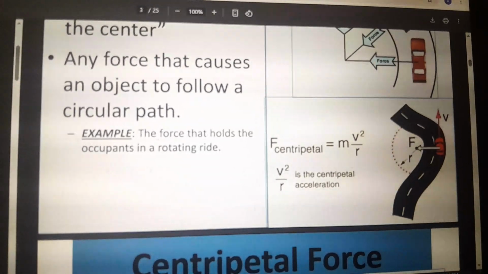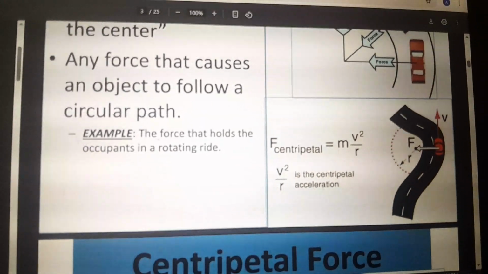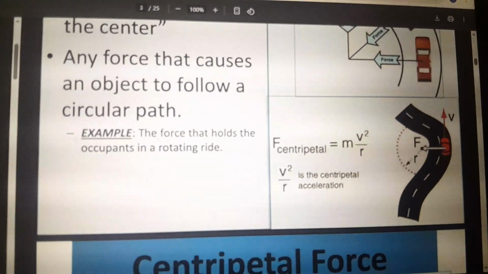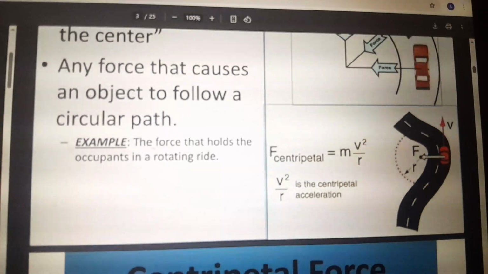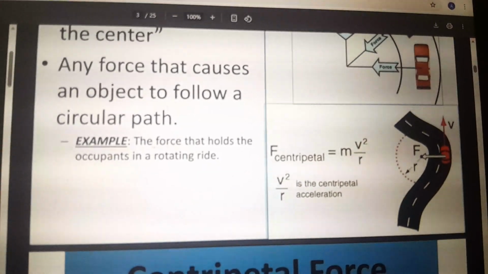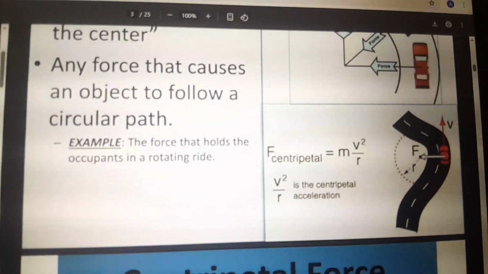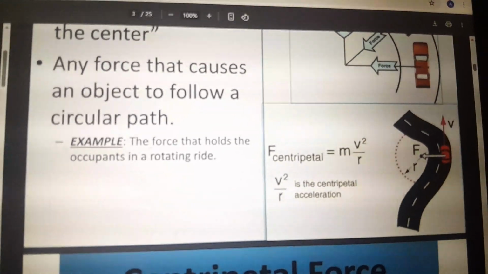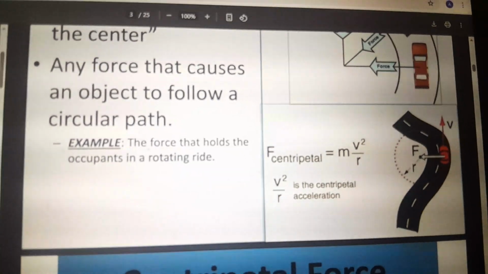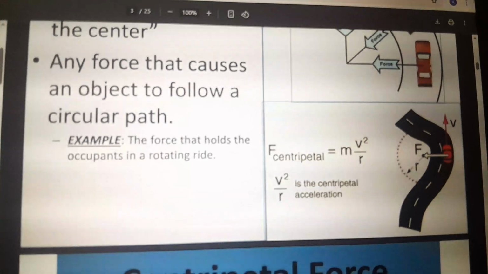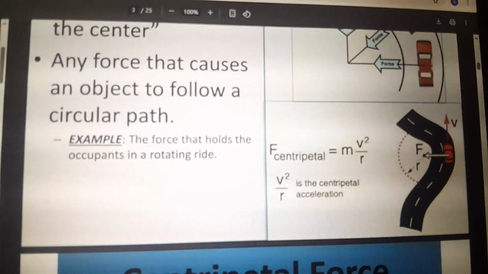is the centripetal acceleration. Where does the centripetal acceleration come from? I told you earlier that the direction of the object is changing at every point when it is moving in a circular path, so it provides acceleration, because when the direction changes, velocity is changing. The magnitude of the speed is constant, but due to the change of direction, it produces acceleration, and that acceleration is called centripetal acceleration.